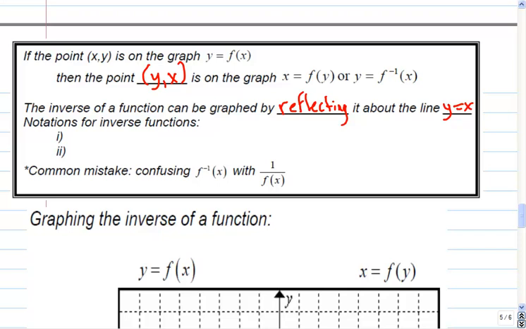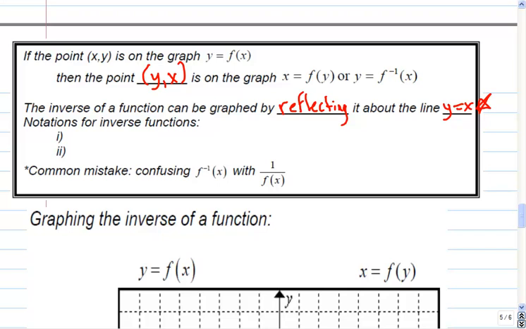So one thing to be careful of, sometimes your provincial examiners are going to tell you the function has been reflected along the line y equals x. They're not going to say we put an inverse function here. They're going to use this little code of reflecting on y equals x. You need to remember that means the same thing.